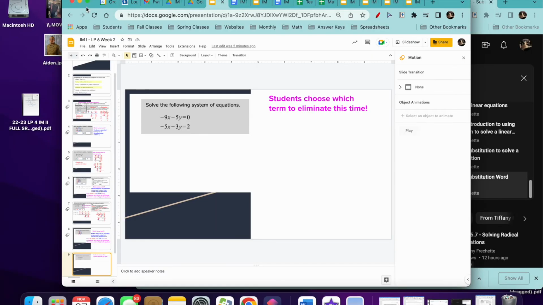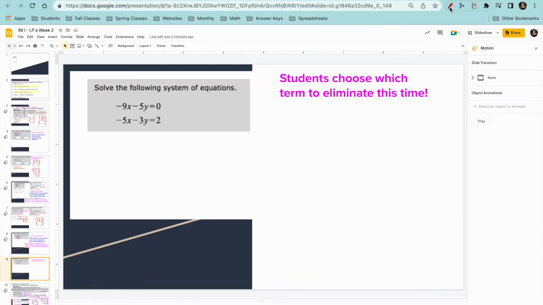So I'm going to minimize really quick, and I'm going to turn on my page marker so that I can write this out. So in this case, if I were to choose the x's, I would want to multiply the whole first one by 5 and the whole second one by 9, because 5 and 9 aren't multiples of each other, and the lowest common multiple is 45.